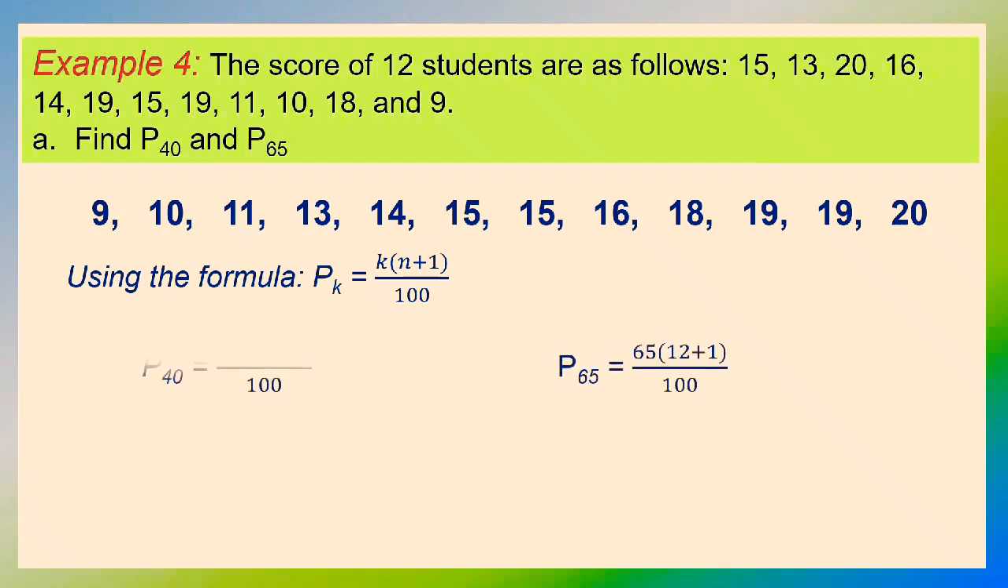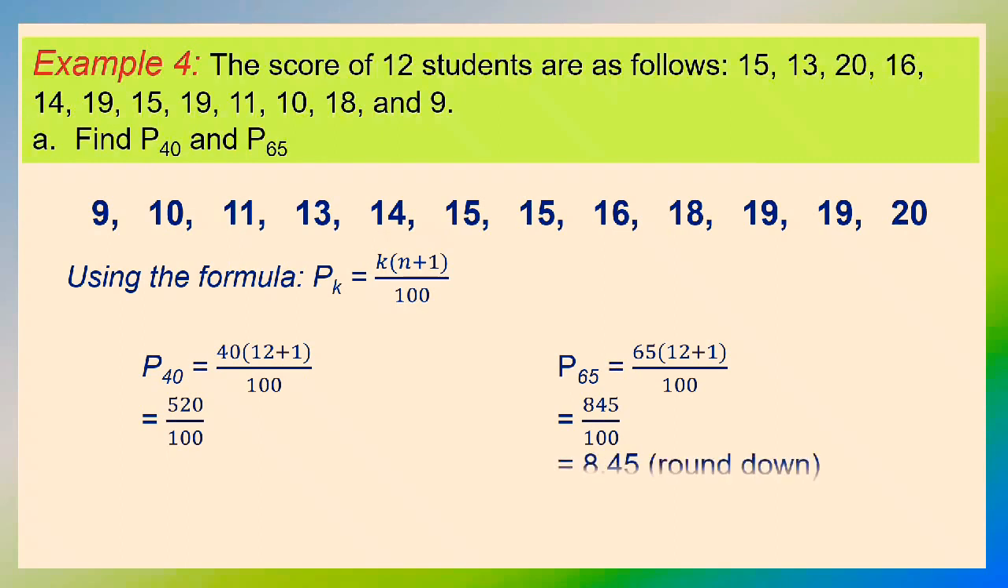As we all know, class, for the 40th percentile, we're going to replace k by 40, times the quantity 12 plus 1 all over 100. That applies to the 65th percentile too, so we have 65 times the quantity 12 plus 1 all over 100. Next, by simplifying the expression, we have 520 over 100 for the 40th percentile and 845 all over 100 for the 65th percentile. The quotient that we get for the 40th percentile is 5.2.